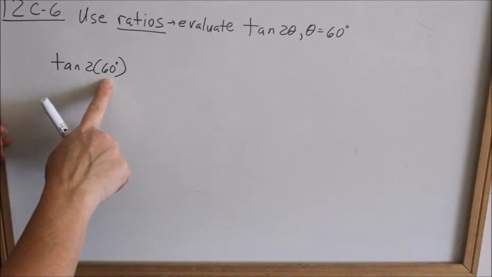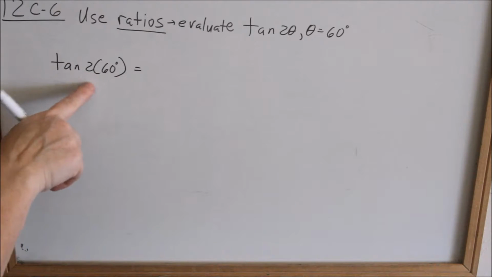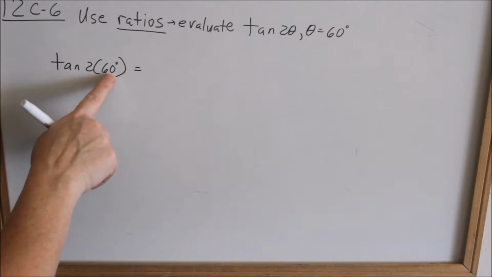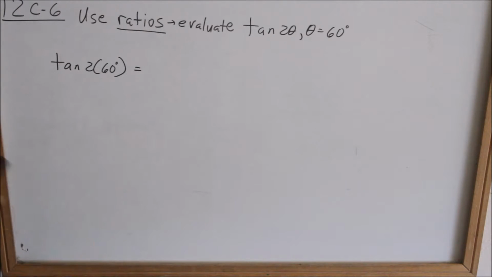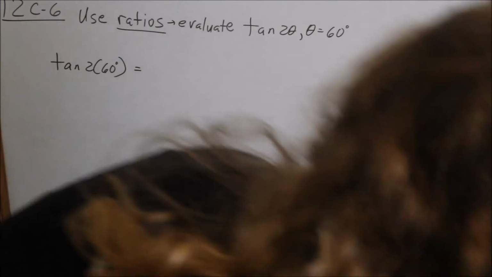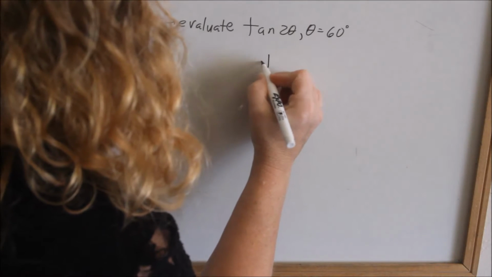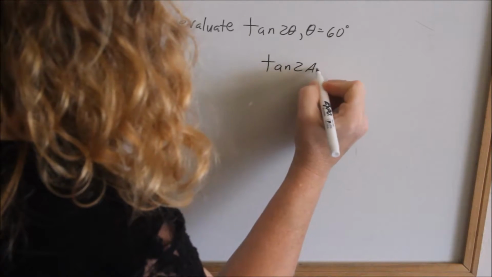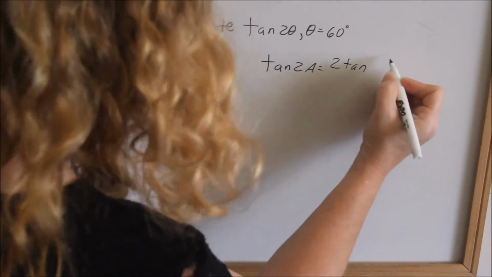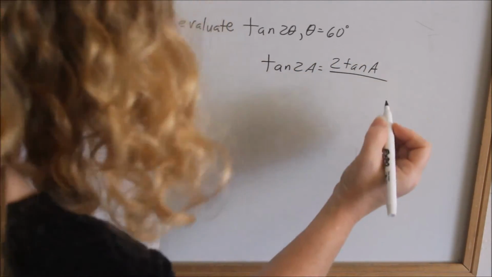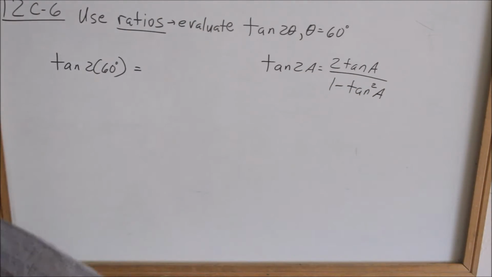Double angle identity. Okay? That's what they're wanting us to determine, evaluate this double angle identity. Don't just say 2 times 60 is 120 and then tangent of 120. That's not what they're wanting us to do. They want us to use the formula for the double angle identity for tangent. For tangent, there's only one formula: tangent of 2A is 2 times tangent of the angle over 1 minus tangent squared of the angle.